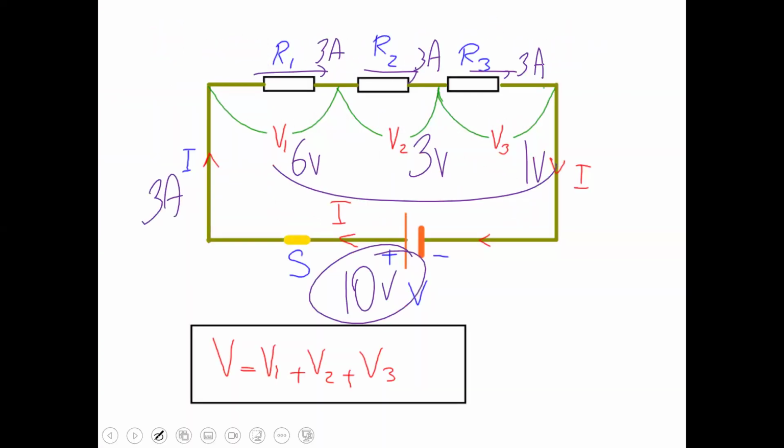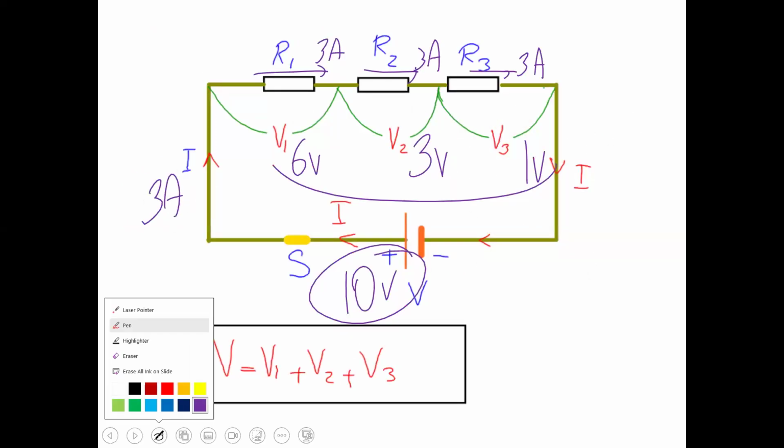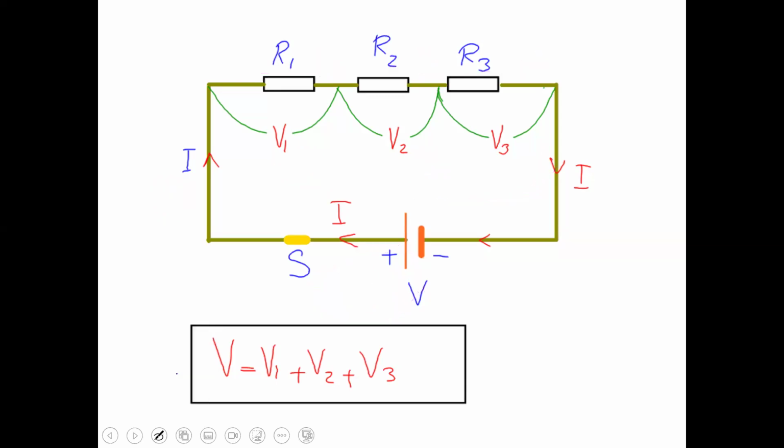Now you have to give the heading series circuit. And after giving the heading, you have to copy down this diagram. I'm just coming in a minute. Copy this diagram.